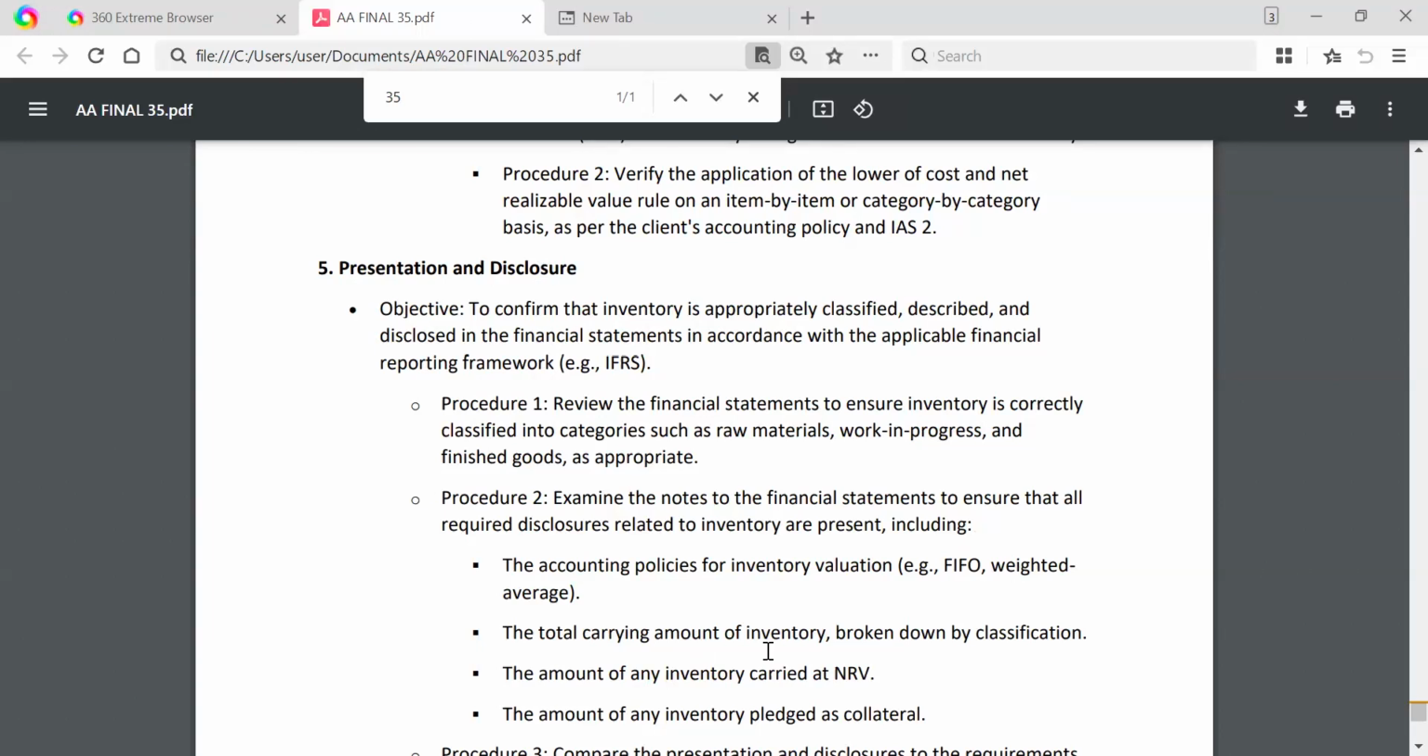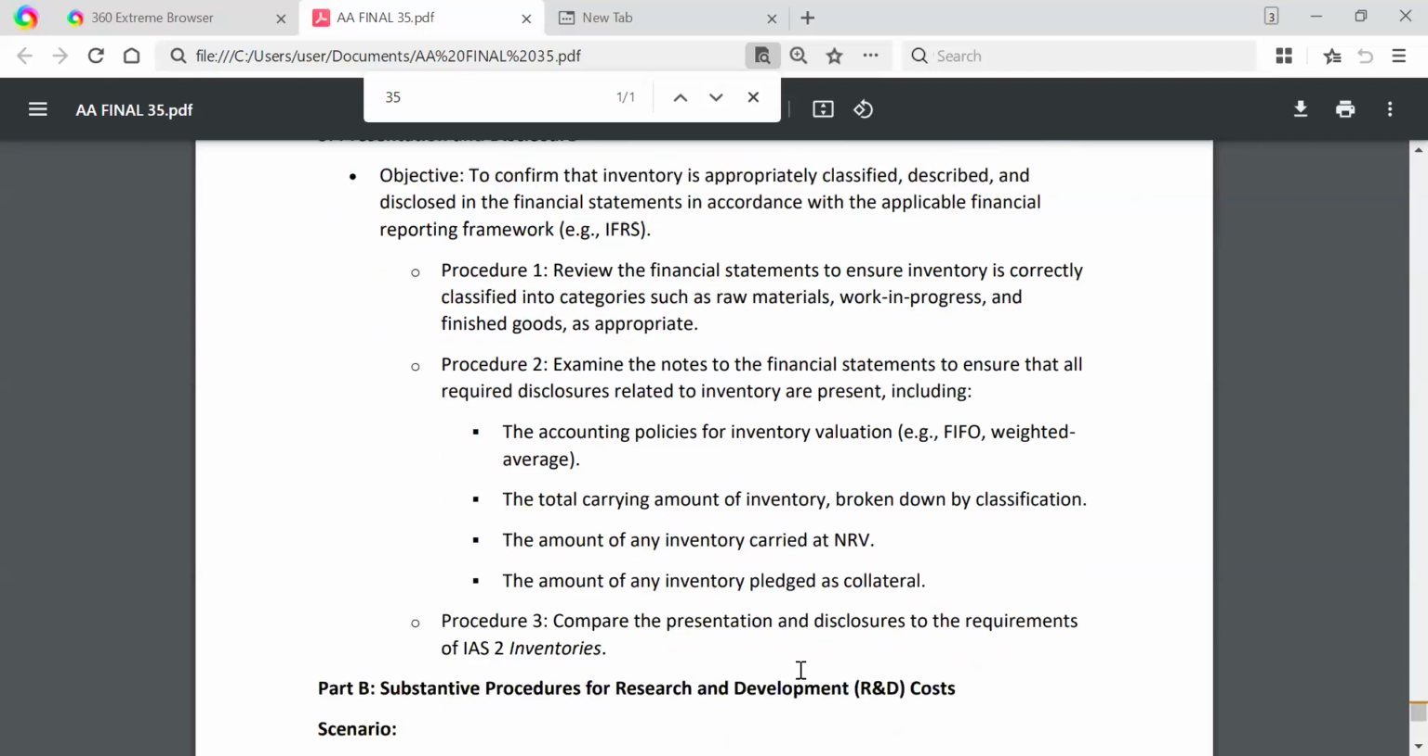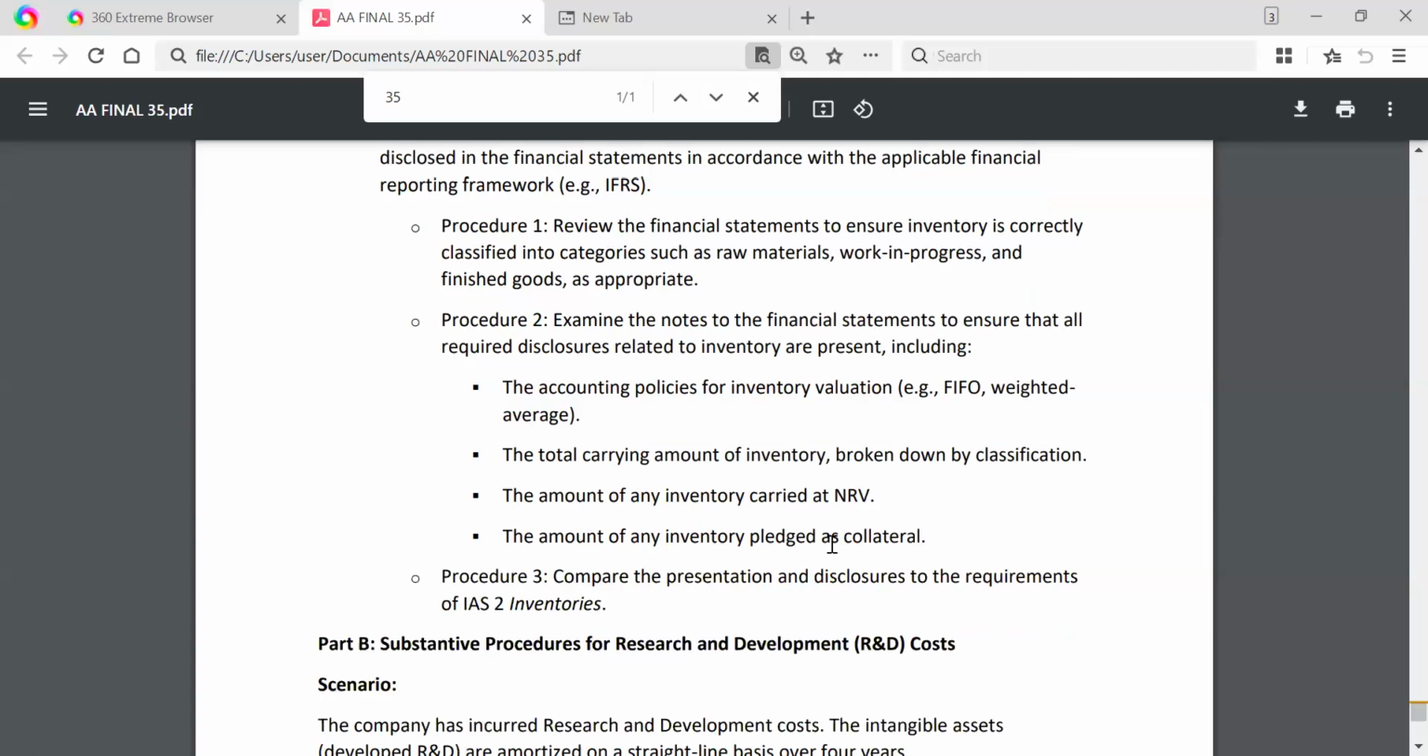The total carrying amount of inventory broken down by classification. The amount of any inventory carried at net realizable value. The amount of any inventory pledged as collateral. Procedure 3, compare the presentation and disclosures to the requirements of IAS 2 Inventories.